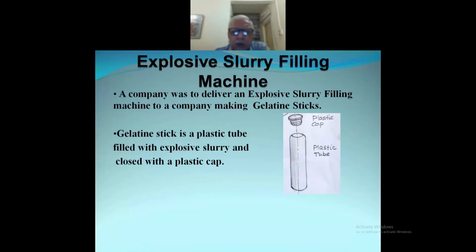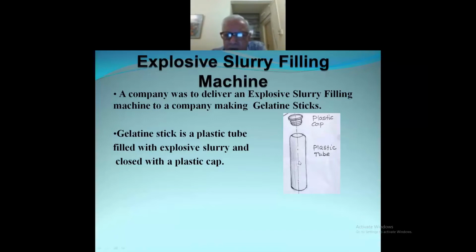A company was to deliver an explosive slurry filling machine to a company which makes gelatin sticks. Now you may know what gelatin sticks are. They are explosive sticks, and basically there is a plastic tube, and the gelatin, the explosive slurry material, is put into this, and the end is closed with a plastic cap.